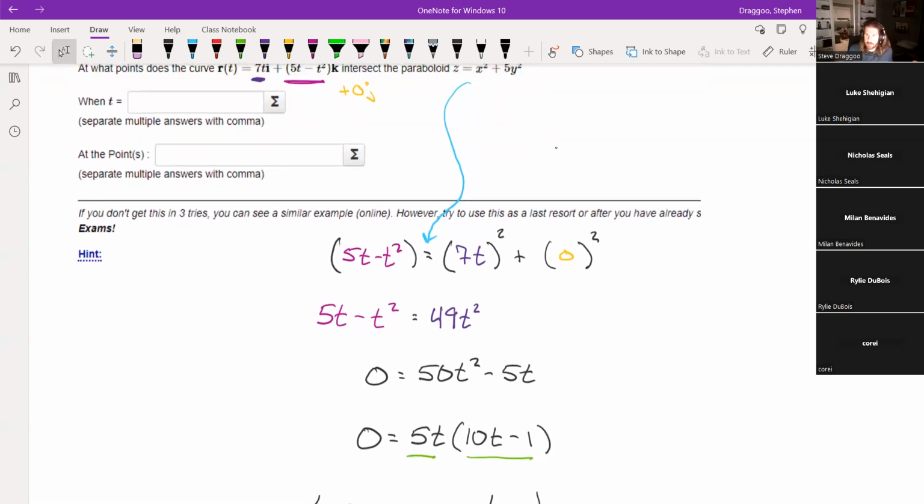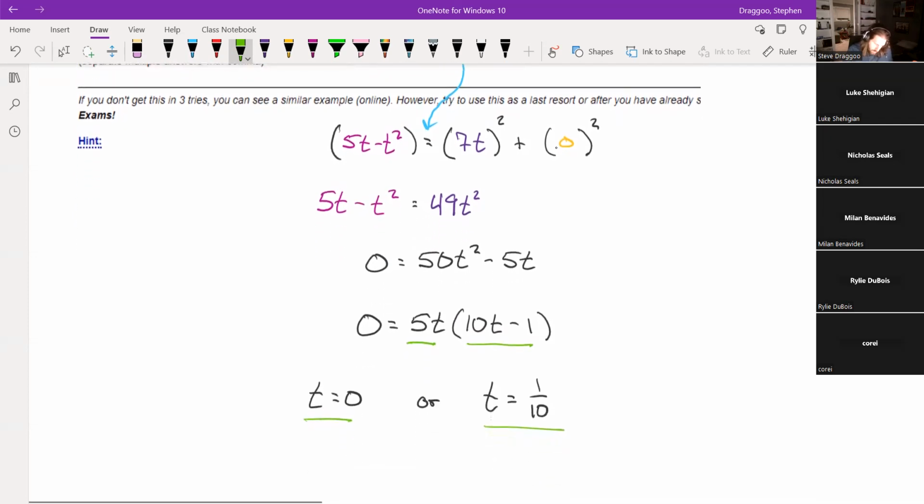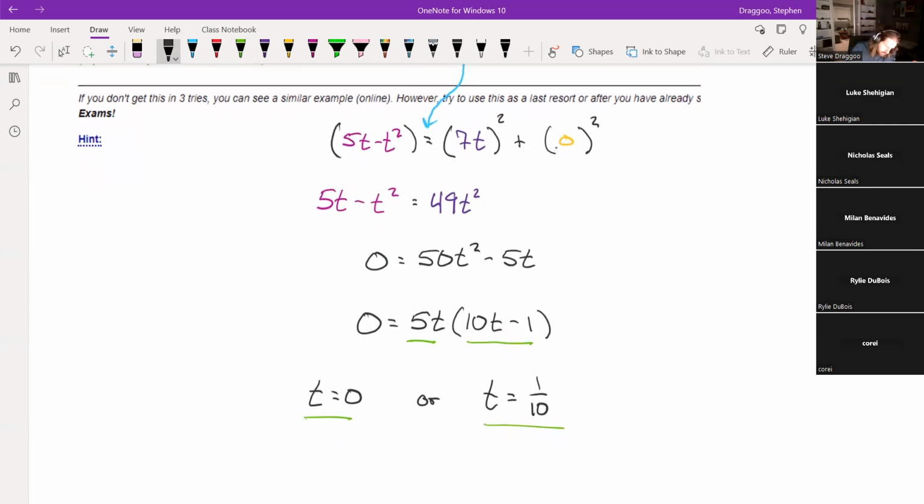We wanted to find two things. We wanted to find the t values that work, which are 0 and 1/10. And we also want to figure out what those points are, which means taking t and plugging them into r. So I'm just going to rewrite what r is in a spot where I can see it from the bottom of the screen. So r of t was the vector 7t, 0, and 5t minus t squared.